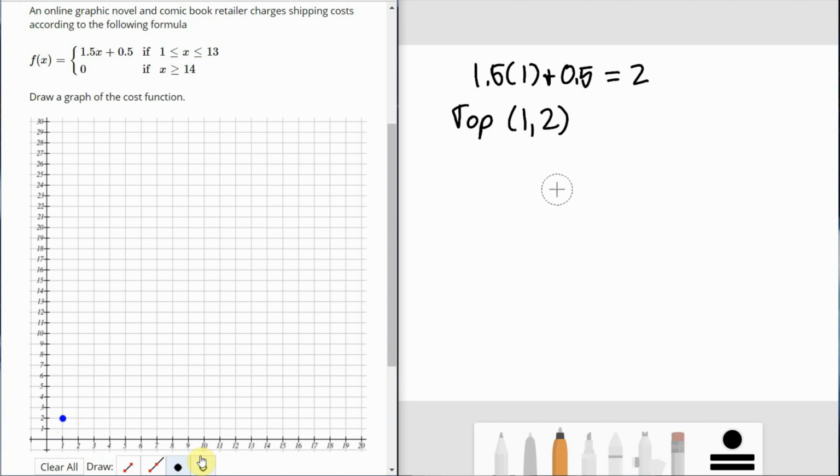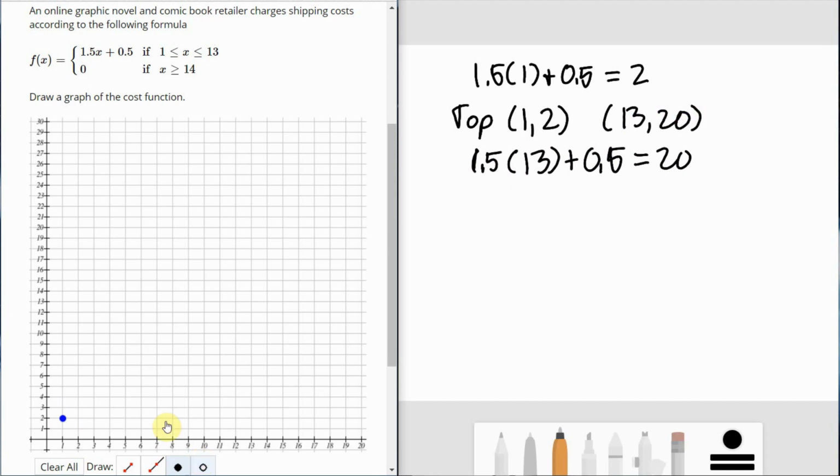Now I can plug in 13 for the second x value to find my second coordinate pair. If I set that up, I'll have 1.5 times 13 plus 0.5, which equals 20. So I can place a second dot at 13, 20. Because the domain restriction for the top expression can be equal to 13, it will be a solid circle. Now I can connect the two dots for the first expression with a line segment.